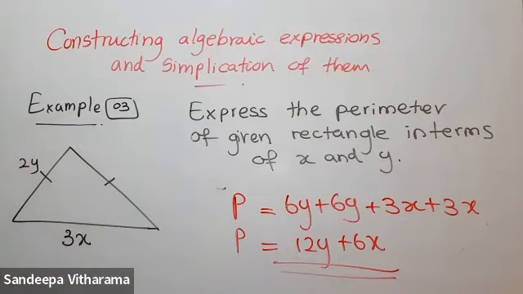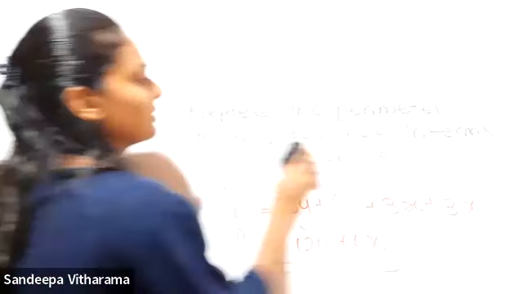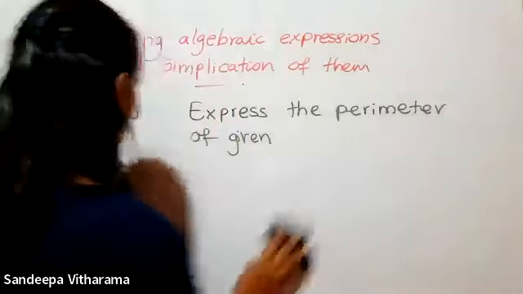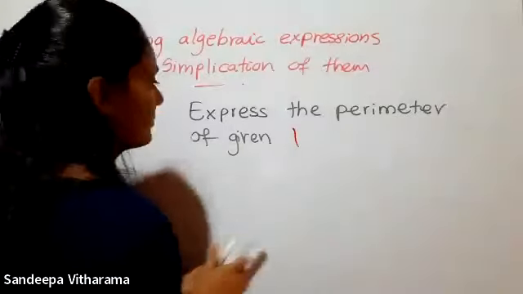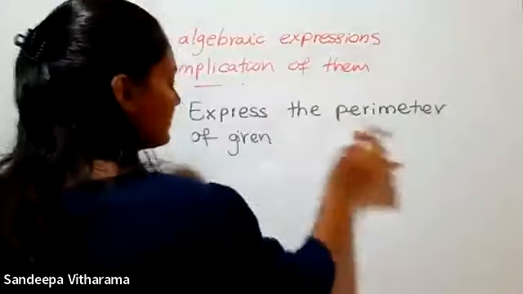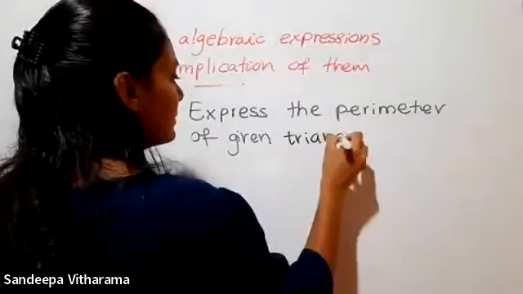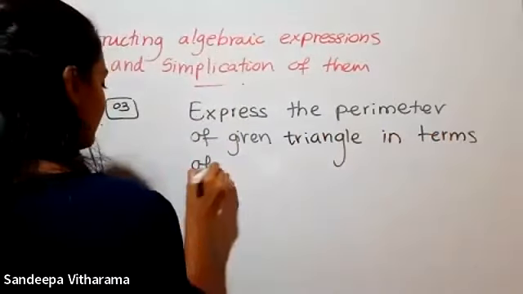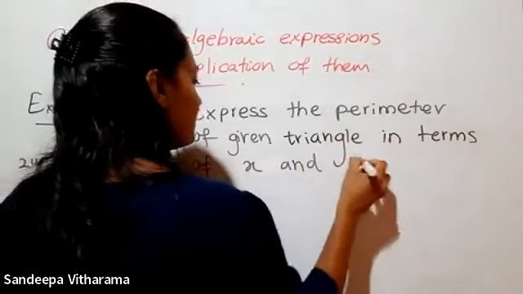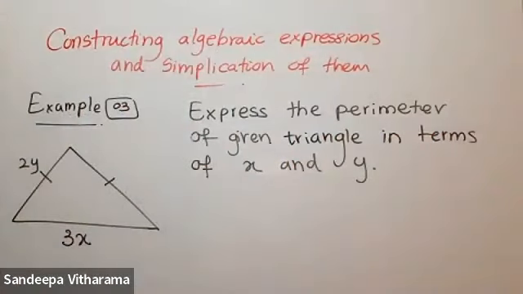Okay, then express the perimeter of the given triangle in terms of x and y. Okay, tell me the answer by looking at that. 6x plus 2y. 6x plus 2y. Is it correct, others?